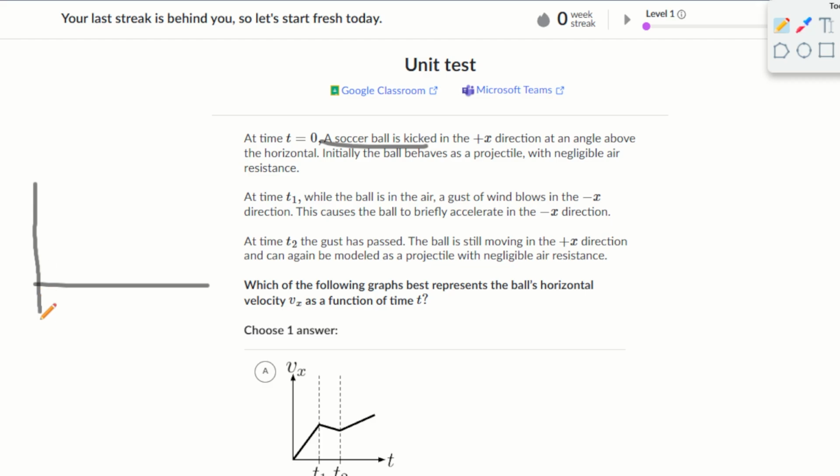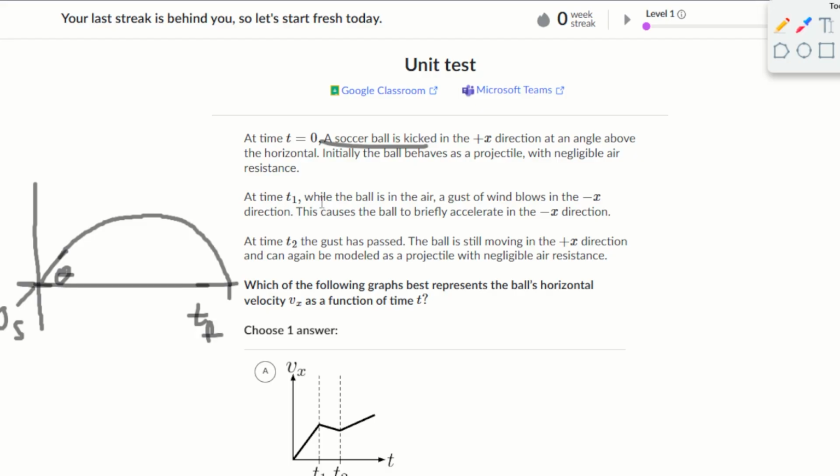So we know right here at t equals 0, so we can say this is 0 seconds. The ball was kicked at an angle right here of theta. That's the angle. And it was kicked like this. So this is what the motion is going to look like. And this right here is t final. With that being known, we can go ahead and continue reading the question.